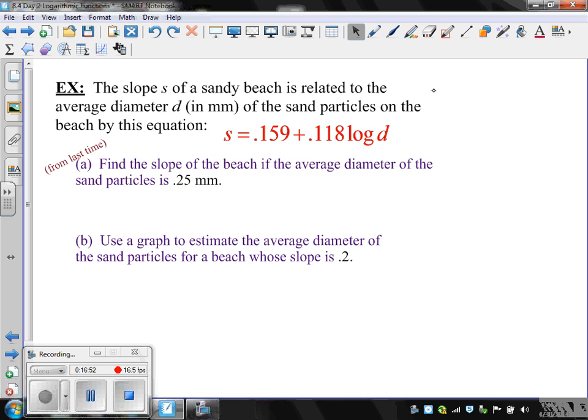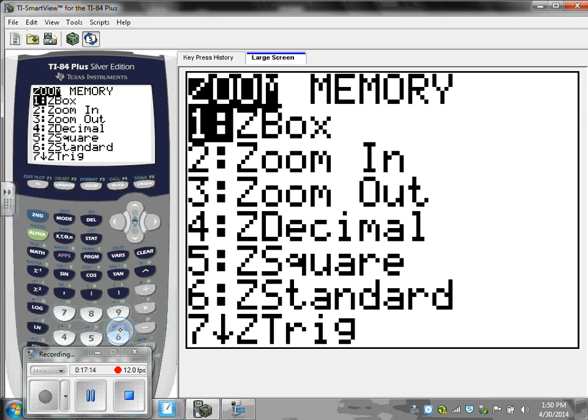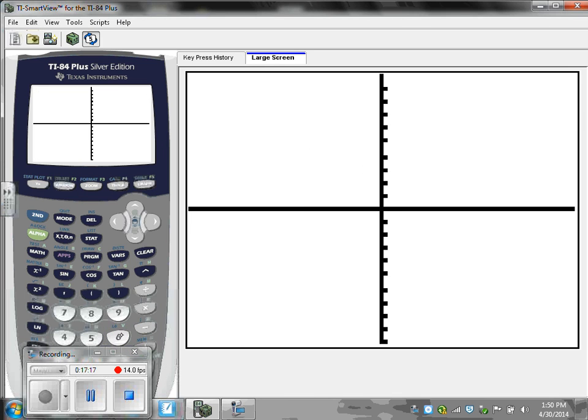Okay, so I put our equations in my y equals. I have my original function here, and I have the slope of 0.2. I'm going to just do zoom 6, my standard viewing window, and see what this gives me. As it turns out, it's really not giving me much. I can actually see where my two functions went, but really I don't have much here. So I need to play around with this window.